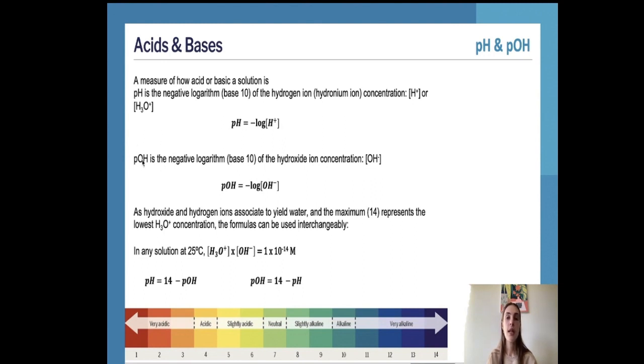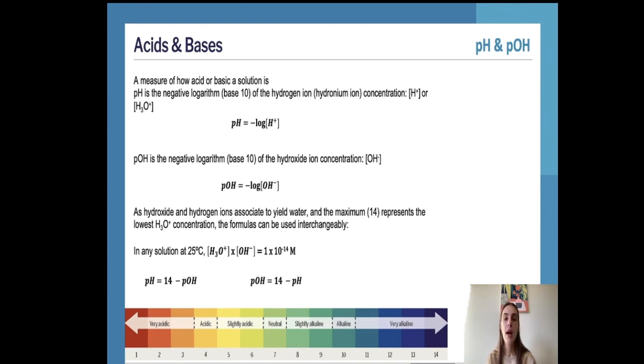Whereas we also have this concept of pOH. pOH is the negative logarithm in base 10 of the hydroxide ion concentration, so that's our OH minus ions. The formula for pOH will be pOH equals negative log of the hydroxide ion concentration of the solution. And so as the hydroxide and hydrogen ions associate to yield water, the formulas can then be used interchangeably.